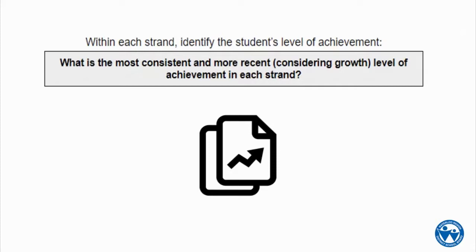Then we'll determine the student's level of achievement based on our gathered evidence for each topic or strand. Use the evidence data which is more recent and more consistent. Consider pieces of evidence that are relevant to the growth that the student is showing. Determine which pieces of evidence may be outliers due to various circumstances or considerations.